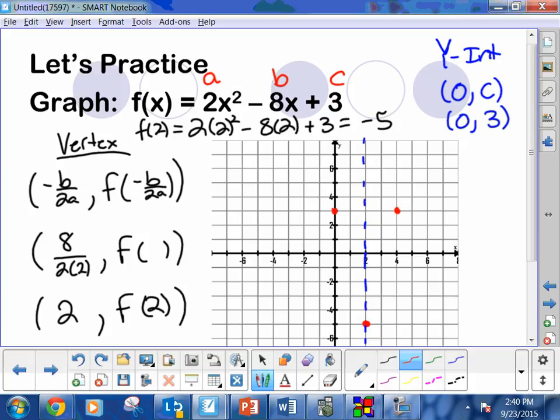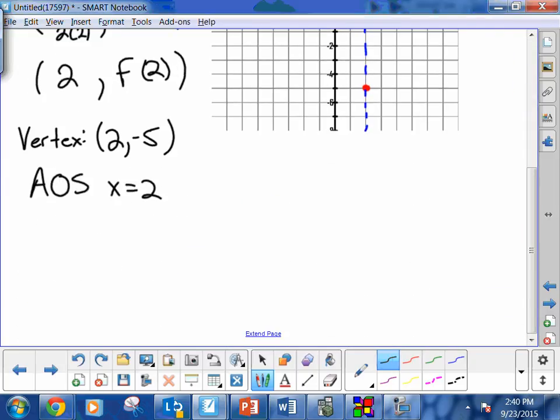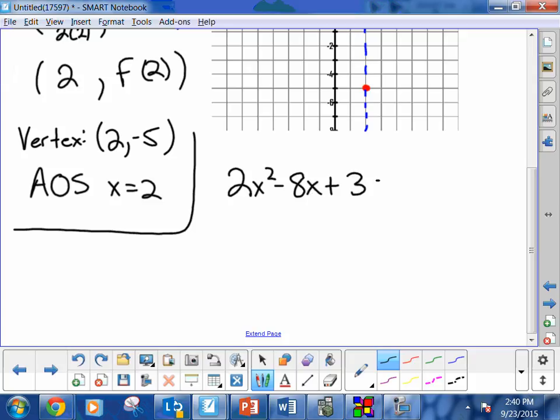So for those, I need to take my parabola equation, 2x squared minus 8x plus 3, and set it equal to 0. So we're going to try to find out when these y's become 0.